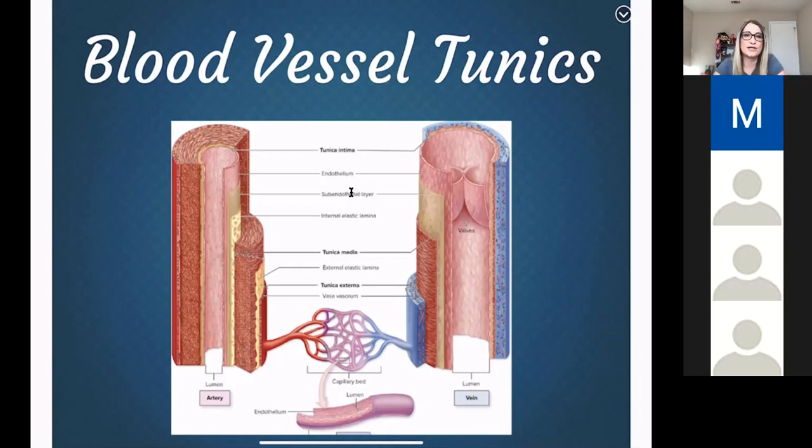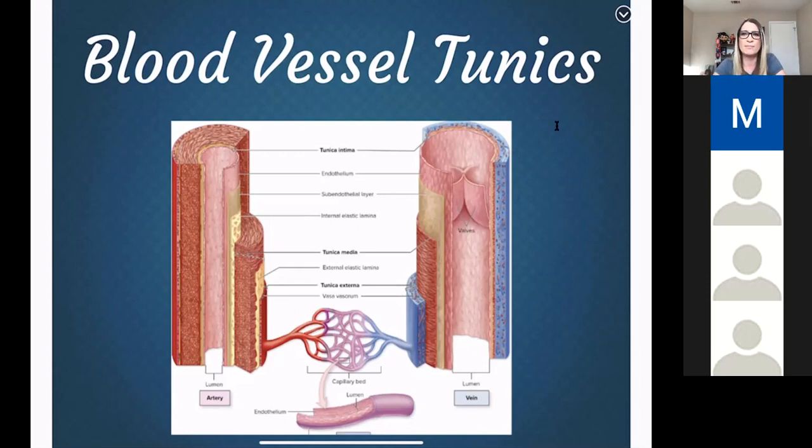And the outermost layer is the tunica externa. The tunica externa is composed of areolar connective tissue, and this is also going to contain many collagen fibers and elastic fibers. This layer also houses vasa vasorum, which are vessels of the vessel, and these are going to supply your larger blood vessels that need nutrients and oxygen.